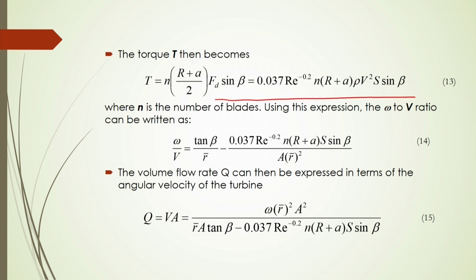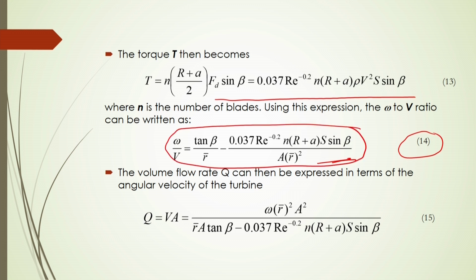where n is the number of blades which is imposed for this turbine meter to measure this flow rate, and using this expression the angular velocity omega to v ratio can then be written as, after substitution of this parameter here, you can get this simplified form of equation number 14 to get this ratio of angular velocity to the flow velocity. And once you know this equation 14 for this velocity of the fluid, then you can calculate the volumetric flow rate by this equation here.